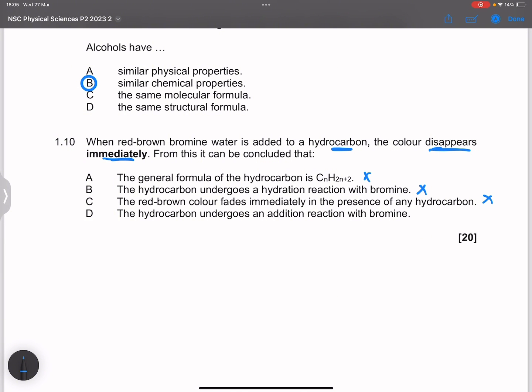The hydrocarbon undergoes an addition reaction with bromine, and remember that alkenes would actually undergo an addition reaction with a halogen. Okay, so D is definitely the correct answer. Well, ladies and gents, that makes the multiple choice section. Let's go on to the next question.